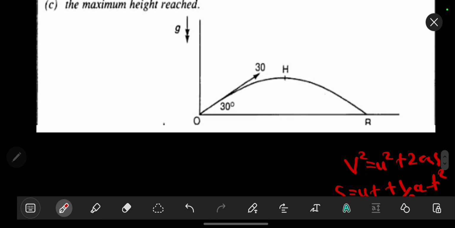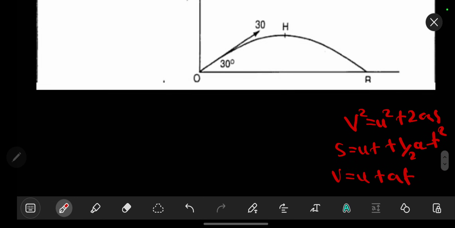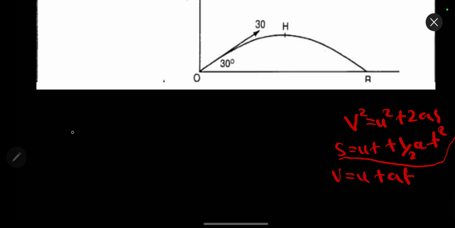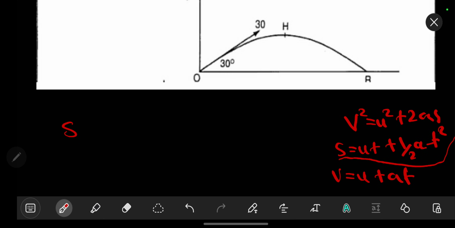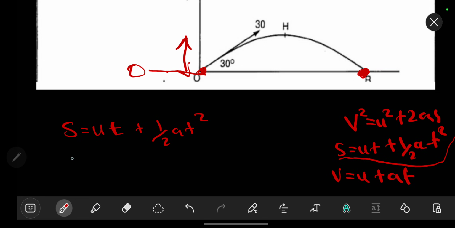So now what we are going to have is this. To find the flight time, let's use the equation that has got time. So let's use this equation: s equals ut plus half at squared. Now for flight time, according to the change in height, it starts at 0. In terms of height, it's 0. Even at the end point, the height is still 0. So we can put 0 here.